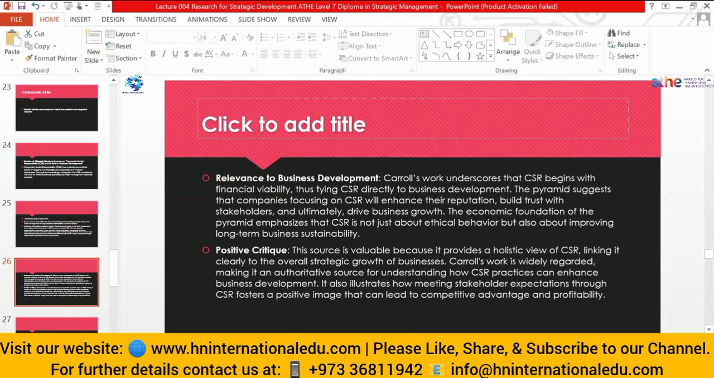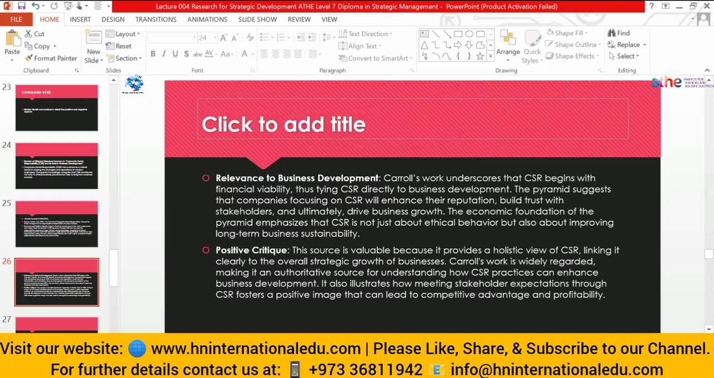Positive critique. This source is valuable because it provides a holistic view of the CSR, linking it clearly to the overall strategic growth of the business. Carroll's work is widely regarded, making it an authoritative source for understanding how CSR practices can enhance the business development. It also illustrates how meeting stakeholder expectations through CSR fosters a positive image that can lead to competitive advantage and profitability. So these were the critiques that can say a kind of research gap on which you can work further.